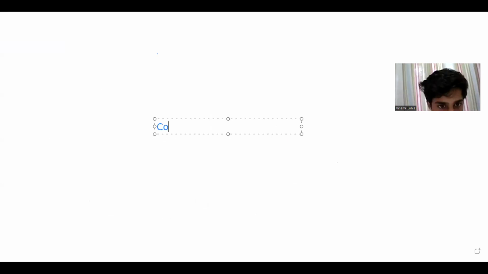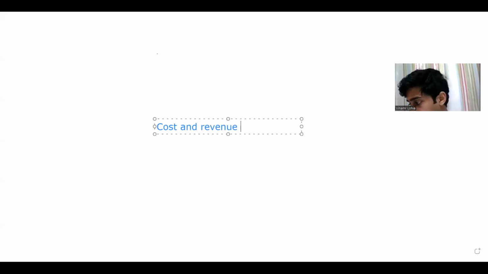So is the next concept cost and revenue in my book? Yes, in the microeconomic theory it is the sixth concept on the syllabus. Cost and revenue analysis.